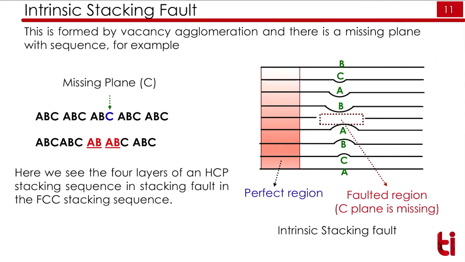There are two types of stacking faults. One is called an intrinsic fault, one is called an extrinsic fault. The difference is that in the intrinsic there is a missing plane of atoms. If the missing plane of atoms is found in the micrograph, that we call an intrinsic stacking fault. Here in the example you can see this is an ABC, ABC structure, and here C is missing.